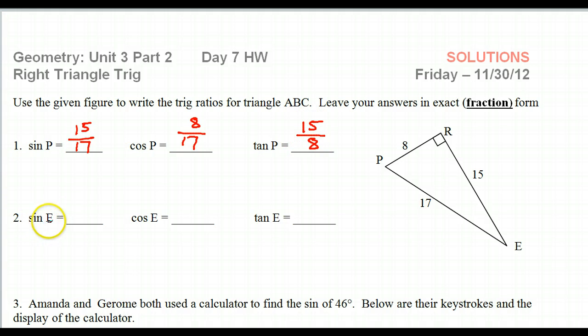Sine, opposite over hypotenuse. From E, that's 8 over 17. Cosine is adjacent over hypotenuse. From E, 15 is adjacent, 17 is hypotenuse. Tangent is opposite leg over adjacent leg. From E, opposite is 8 and adjacent is 15.